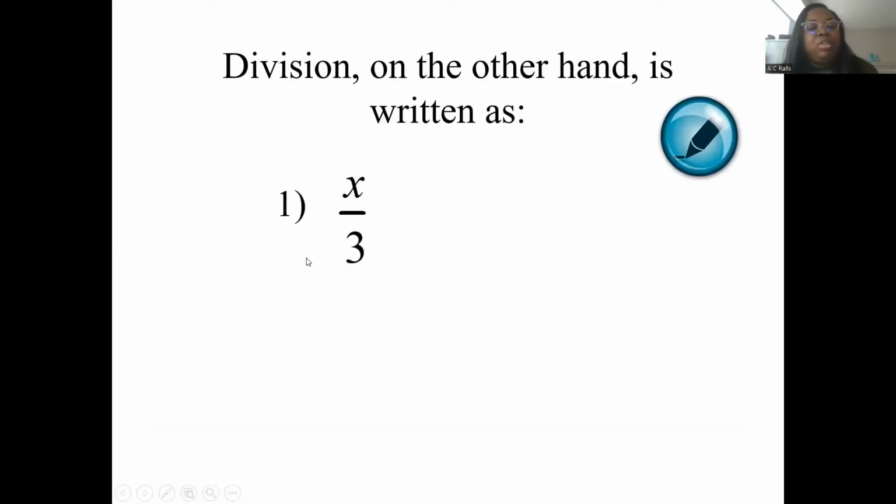And division is written with the fraction bar. We are no longer going to be using the symbol. So when you see the fraction bar, you might want to say x over 3, but I want you to think about it as x being divided by 3.